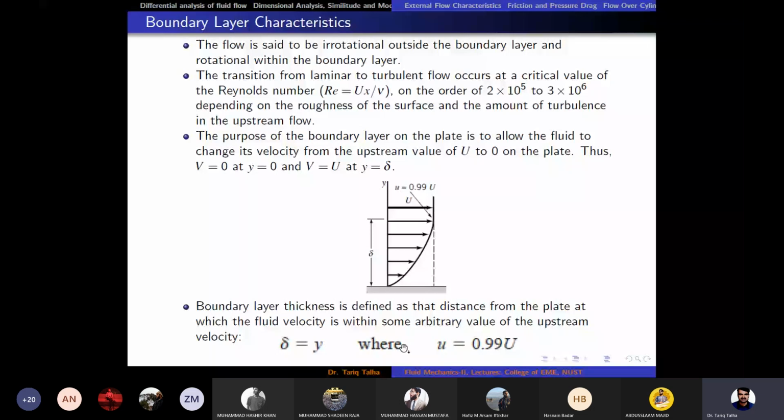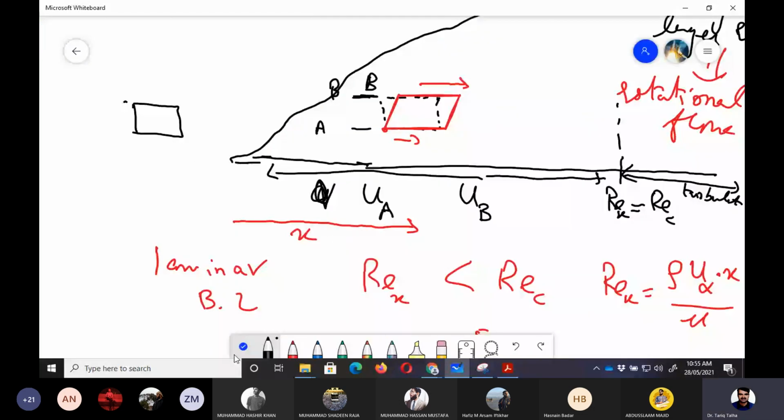So you can always argue, why not 90% or 95% or 99.99%, because 99% is just a vague value. So to make it a little bit more robust, we define some other parameters, which we call displacement thickness.